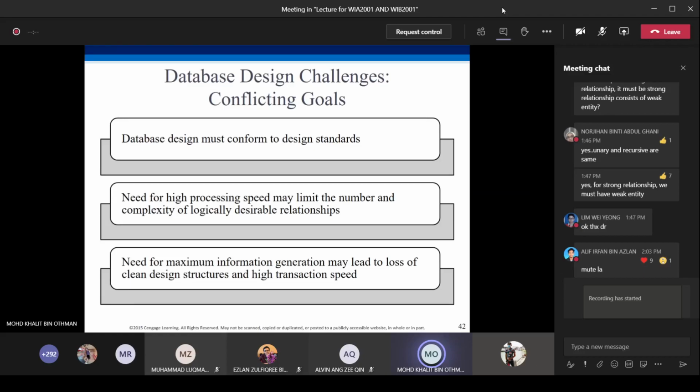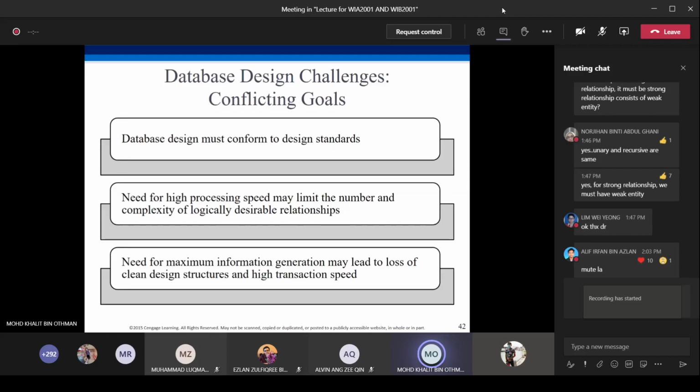Okay, therefore, the database may have to sacrifice some of its clean design structure and some of its high transaction speed to ensure maximum information generation. This is the third challenge of database design: the need for maximum information generation may lead to loss of clean design structure and high transaction speed.